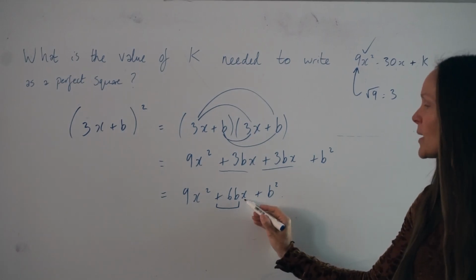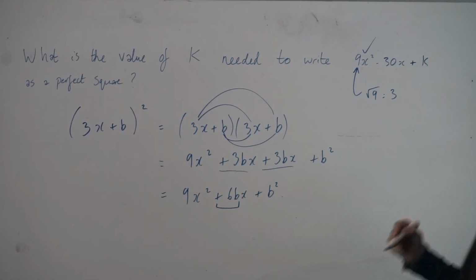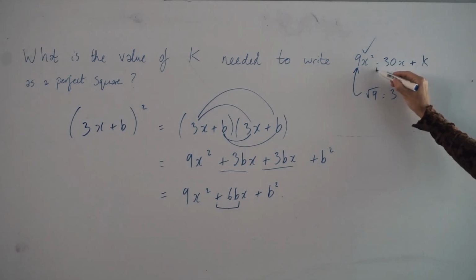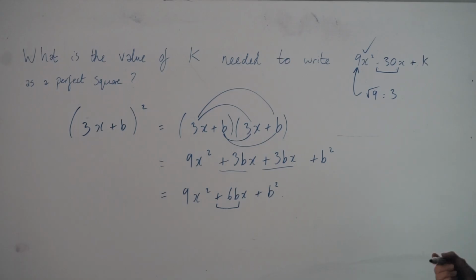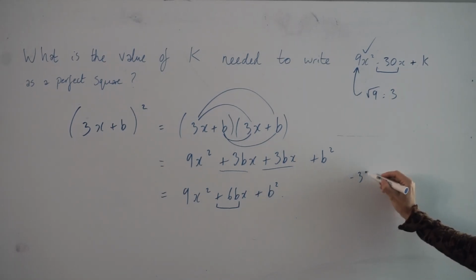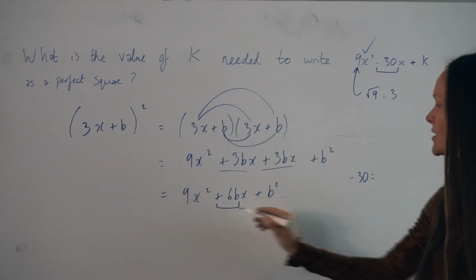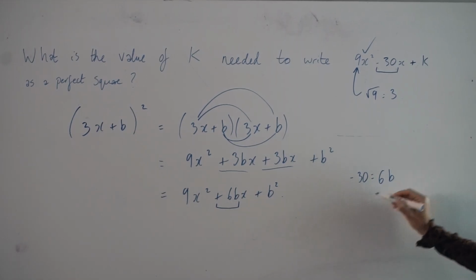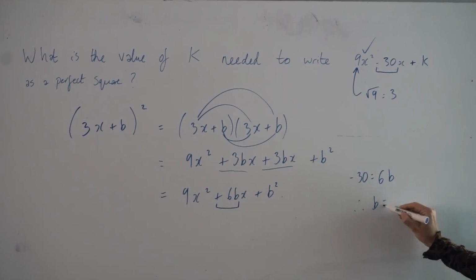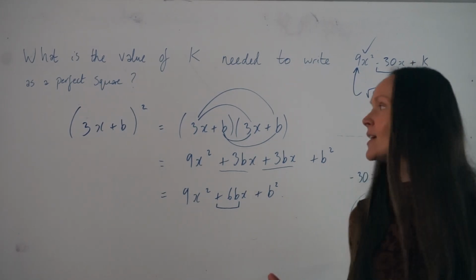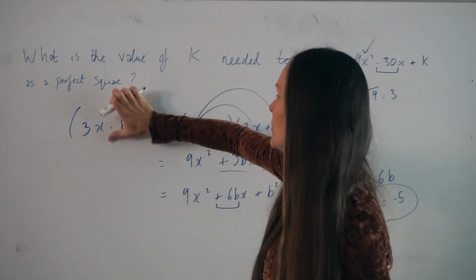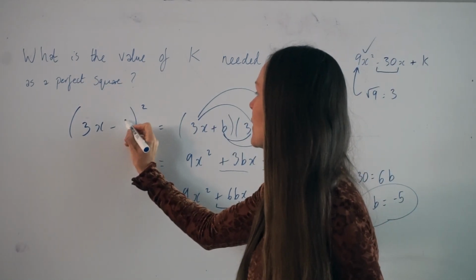Here x is being multiplied by 6b, and in the question x is being multiplied by negative 30. These numbers have to equal each other. So negative 30 is equal to positive 6b, which means that b has to equal negative 5, since 6 multiplied by negative 5 gives us negative 30. So there is our value of b. We have our perfect square, and we can change this value of b to negative 5.